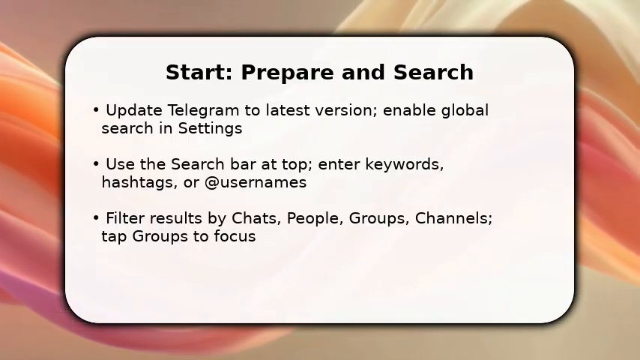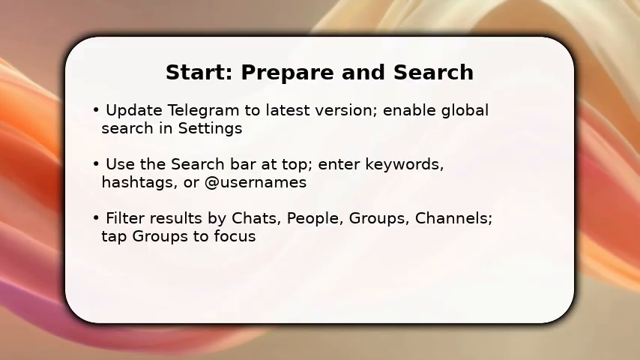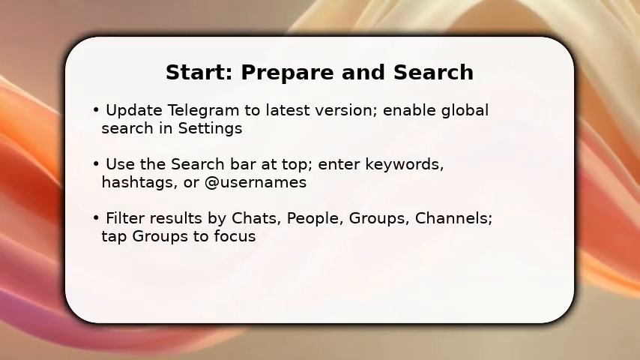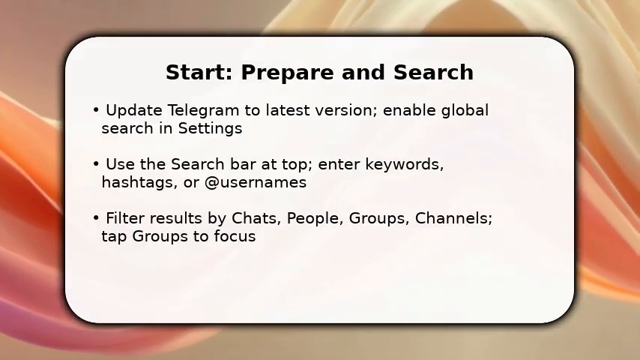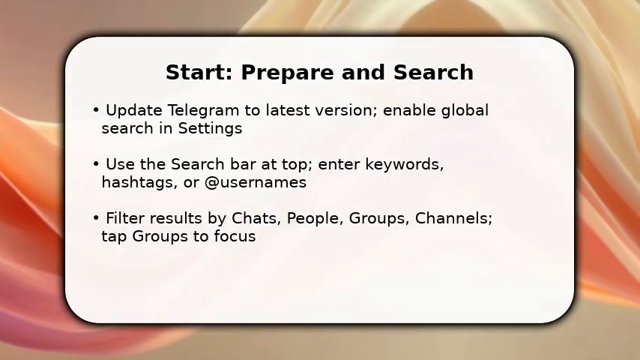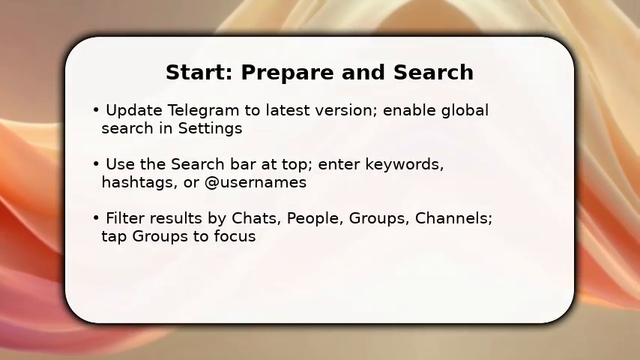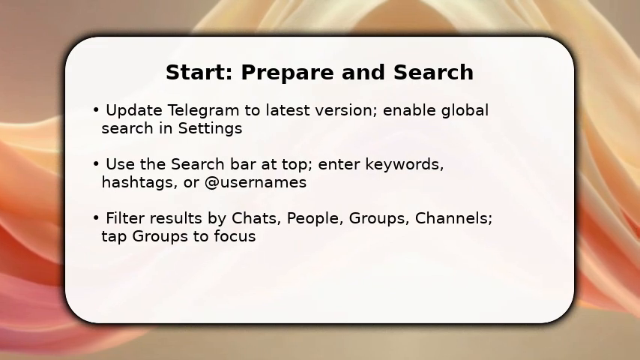Focus your effort by switching the results view to groups so you only see group matches. Once you see entries, glance at group member counts and previews to decide which to inspect next. And remember why targeted keywords save time versus broad terms.